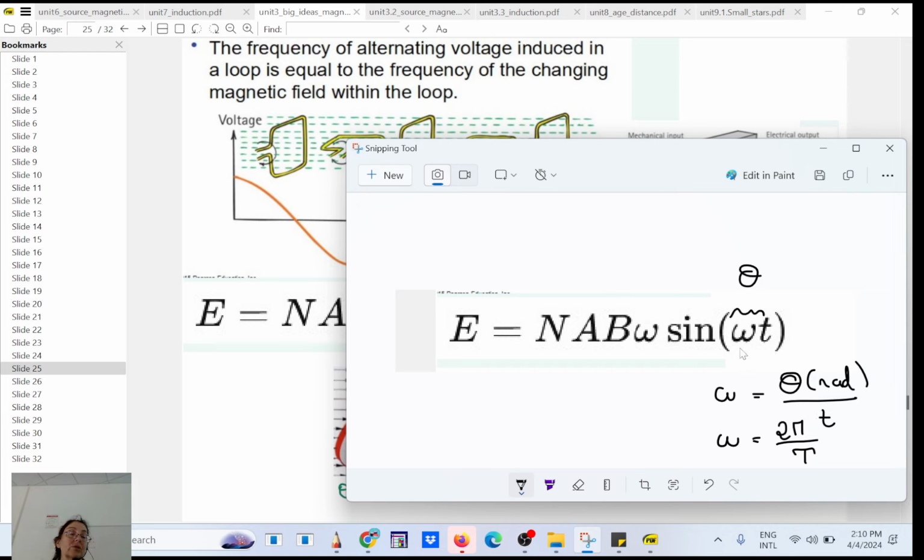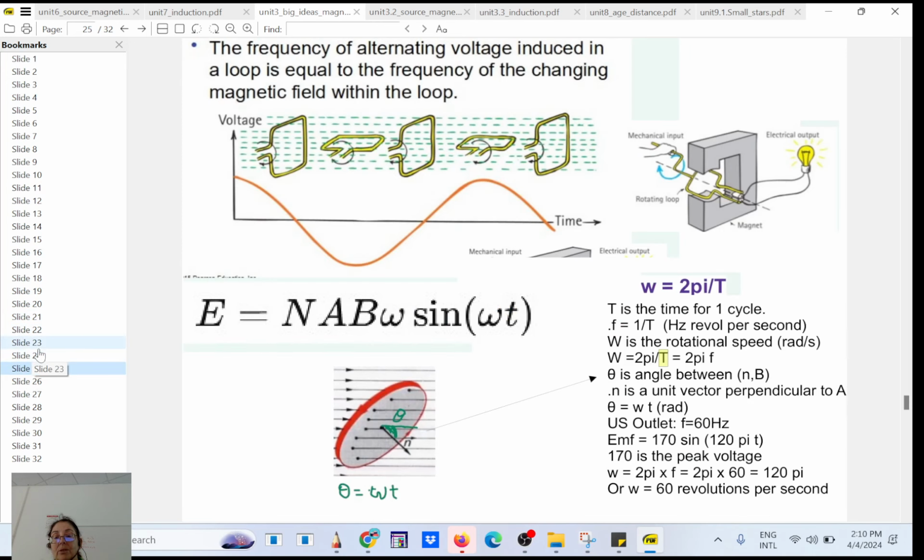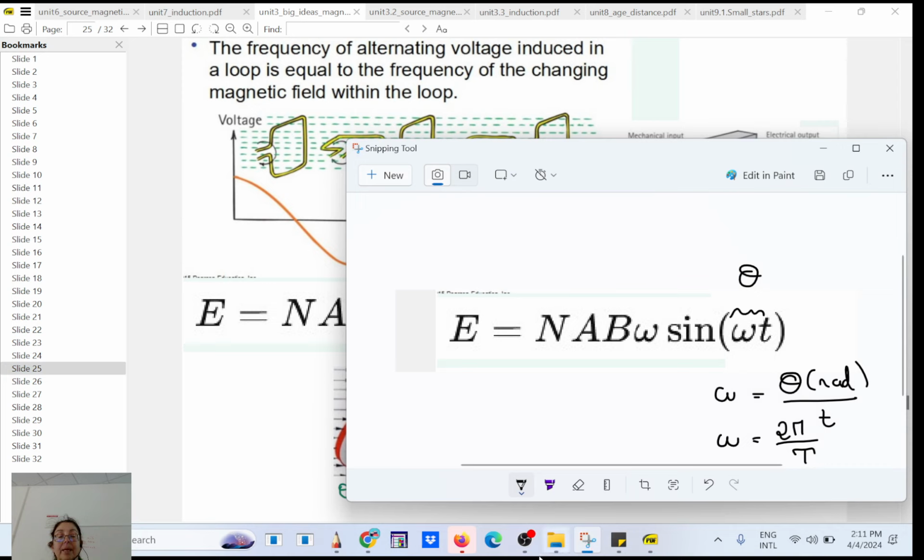So this is your angle here. Actually, I'll show you what that angle is. That angle here will be the angle between the magnetic field and this vector here perpendicular to your membrane attached to your loop. Is that clear? I want to make sure it's clear.